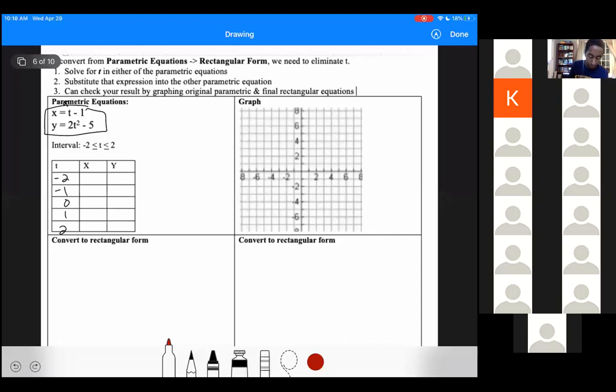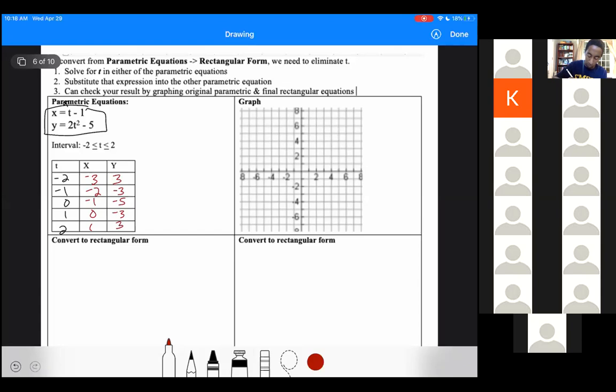For -2, for x I got -3, for y I got 3. Next one I got -2, and for y I got -3. Next one I got -1, and for y I got -5. Next I got 0 and -3. Next 1 and 3. Okay.